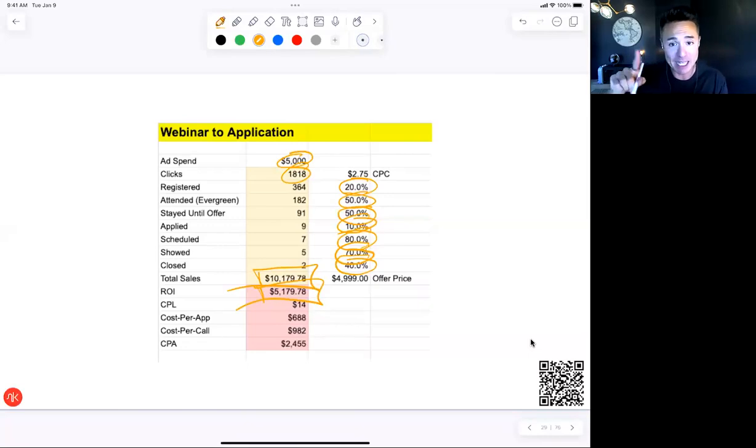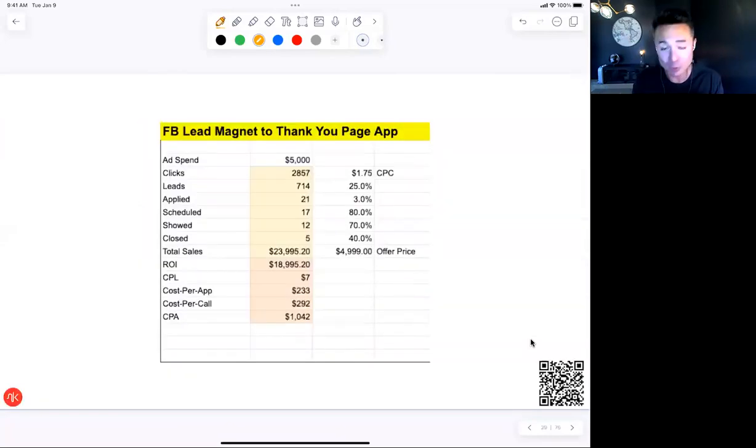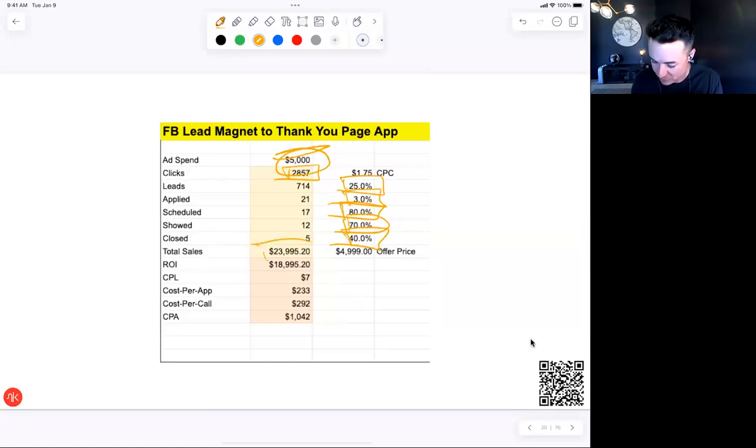Now, they took that same ad spend and they did it to a lead magnet, to an offer. Again, generate a bunch more clicks from the same budget here, right? Same numbers, 25% essentially opted in, 3% applied, 80% of those who applied booked a call, 70% show rate, that's the same, 40% closed, and they generated a lot more money. So their ROI was $18,900 there, a lot better, right? Lower CPA, lower cost per call, the numbers look pretty good.